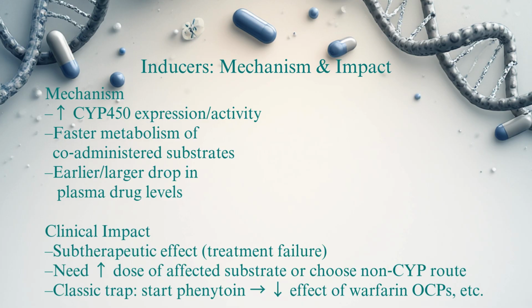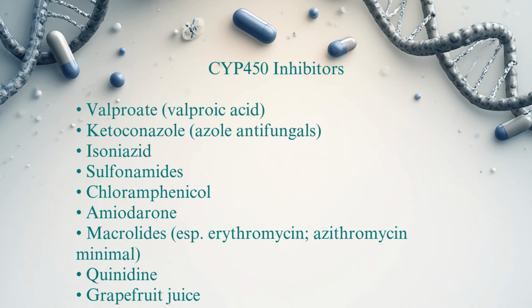A classic trap you'll see on exams is when a patient is stable on warfarin or on oral contraceptives, and then someone starts phenytoin. Phenytoin induces CYP-450, so warfarin or the hormones in the birth control pill are cleared faster. The effect of those drugs drops off. The INR goes down with warfarin or the contraceptive fails and the patient becomes pregnant. So the overall pattern to remember from this slide is inducers speed up metabolism, lower drug levels, and cause treatment failure, especially with sensitive drugs like warfarin and oral contraceptives.